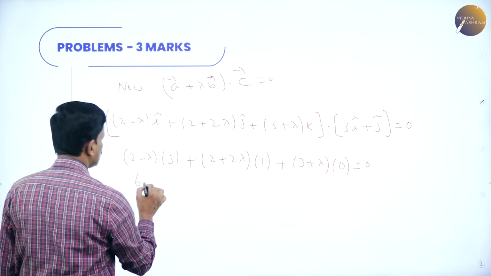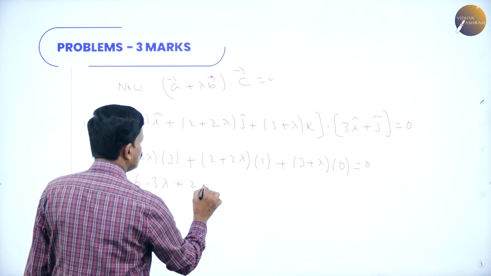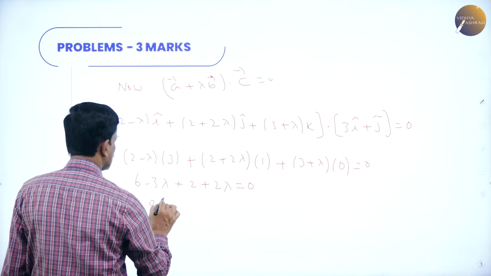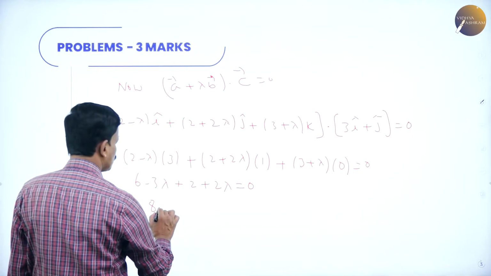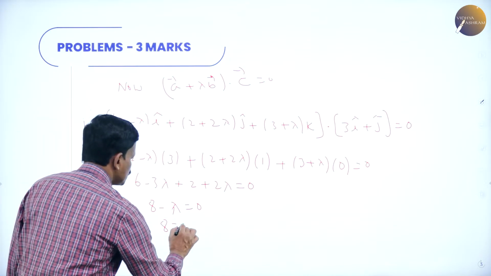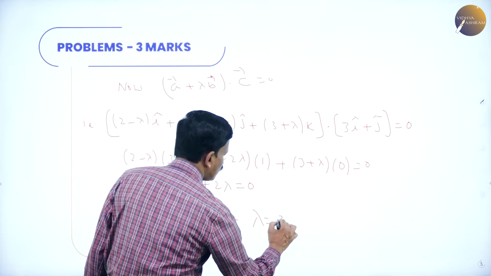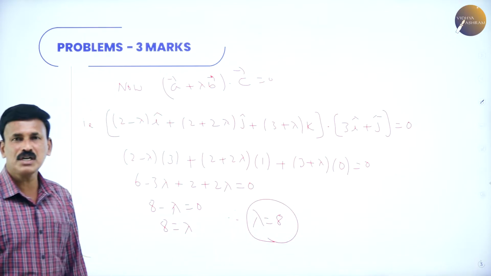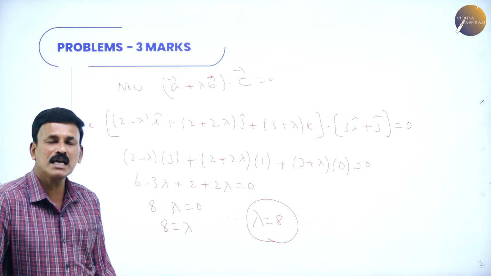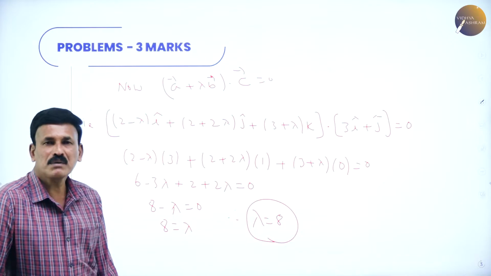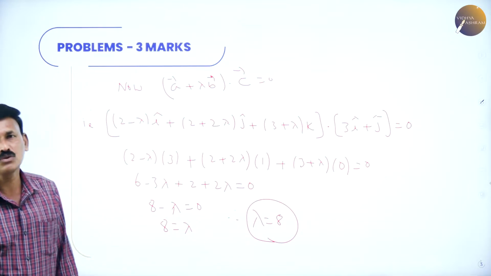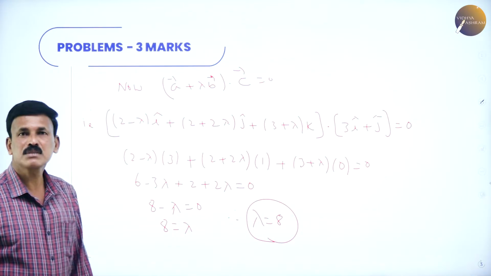Now multiply, 3 2s are 6 minus 3 lambda plus 2 plus 2 lambda is equal to 0. Now what is this? 6 plus 2 is 8. Minus 3 lambda plus 2 lambda is minus lambda, equal to 0. 8 minus lambda is equal to 0. That means 8 is equal to lambda. Therefore, the value of lambda is 8. For lambda equal to 8, A plus lambda B dot C is equal to 0. That means vector A plus lambda B is perpendicular to vector C. That is the given condition. So the required answer is 8. Hope you followed this. Very simple problem. Let me explain once again.